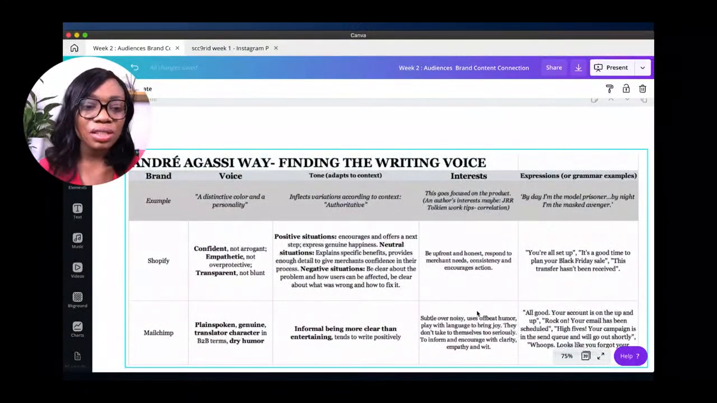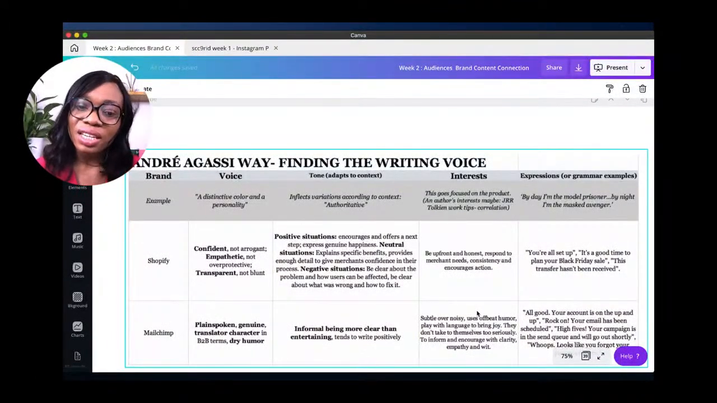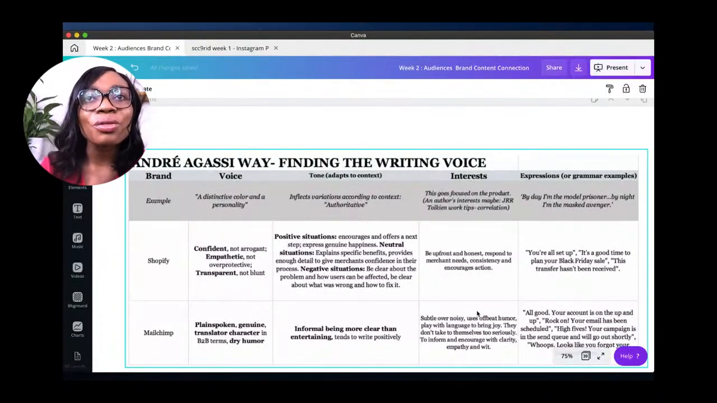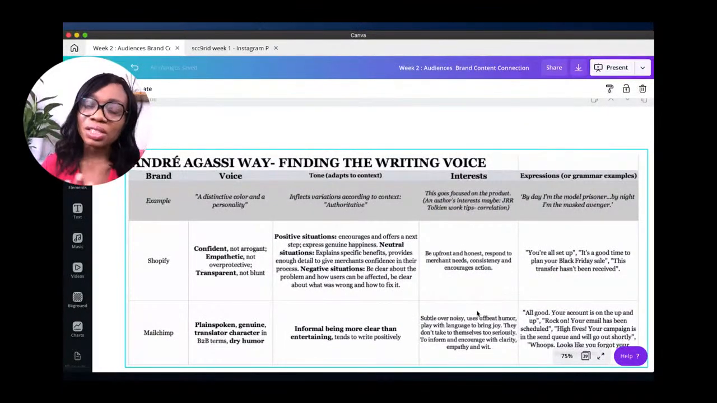Those are positive things. Mailchimp, on the other hand, is plain spoken and genuine. They have dry humor. They are informal but make things very entertaining, and they are very positive. So they will have different interests and different ways that they speak. They could use jokes. If you have ever used Mailchimp, when you send your email, they will say "good to go" or "high five." That's very informal. You don't expect that from a company. But when you see it with Mailchimp, then you know this is how they sound.